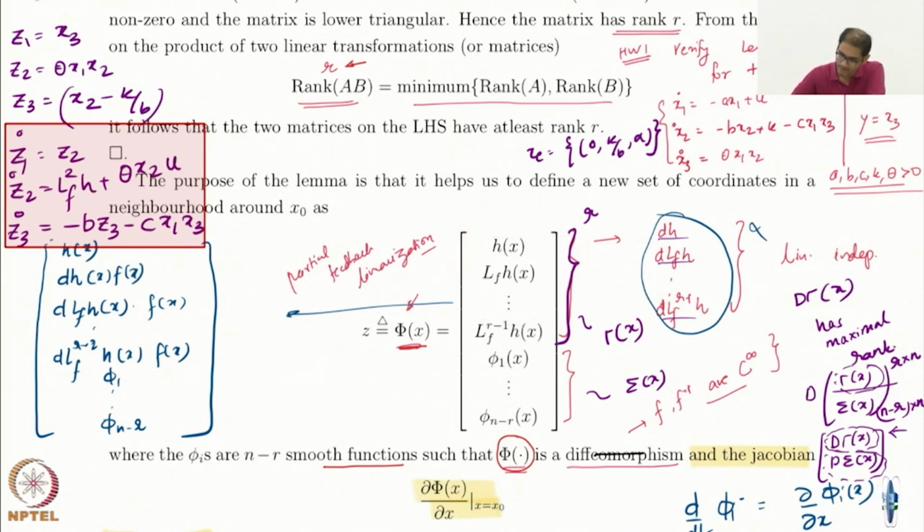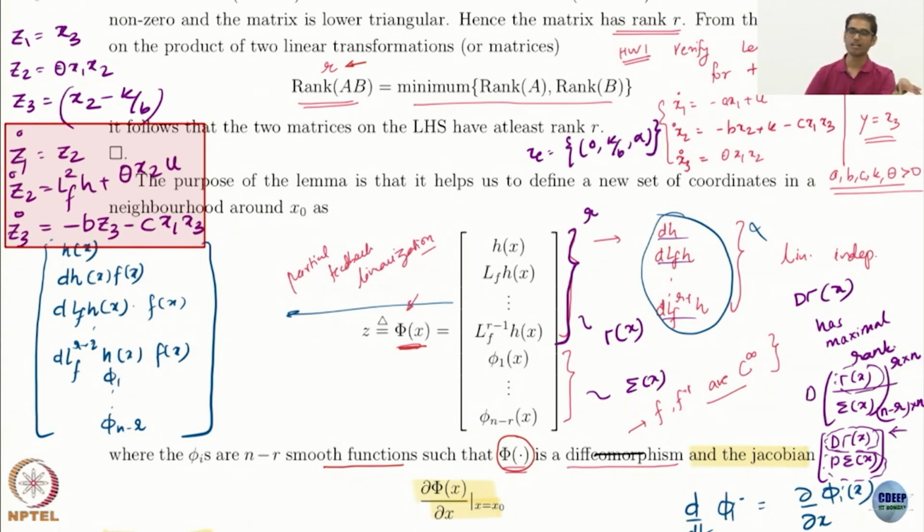You take the coordinates as the output itself, its first derivative, because notice L_G h is 0, so obviously the first derivative, and so on and so forth, all the way to the (r minus 1)th derivative. That's where the control will appear also. You are already aware that the control will appear, and then you augment to it some functions. By the way, feedback linearization doesn't specify how to choose the rest of the states.